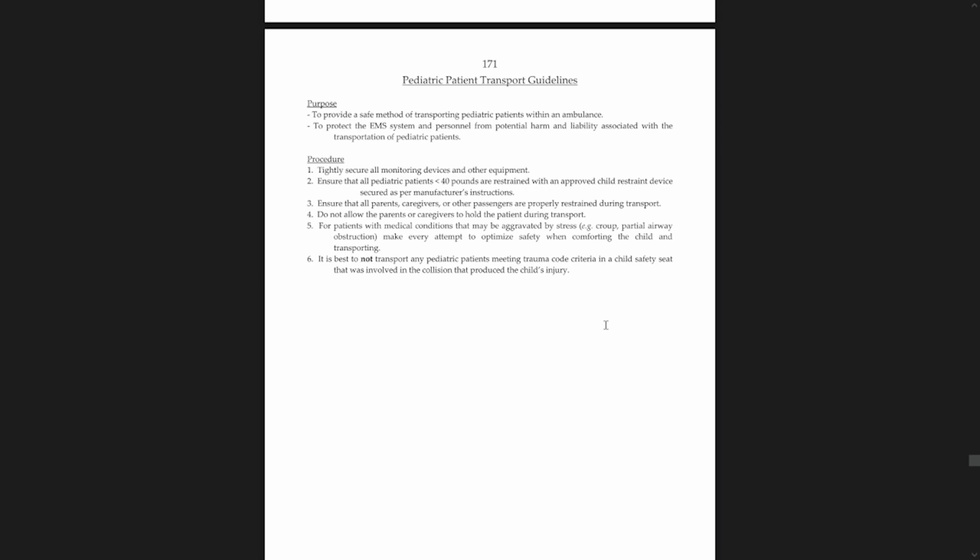You want to ensure that all parents, caregivers, or other passengers are properly restrained during transport. Do not allow the parents or caregivers to hold the patient during transport. For patients with medical conditions that may be aggravated by stress, e.g. croup or partial airway obstruction, make every attempt to optimize safety when comforting the child and transporting. It is best not to transport any pediatric patient meeting trauma code criteria in a child safety seat that was involved in the collision that produced the child's injury.